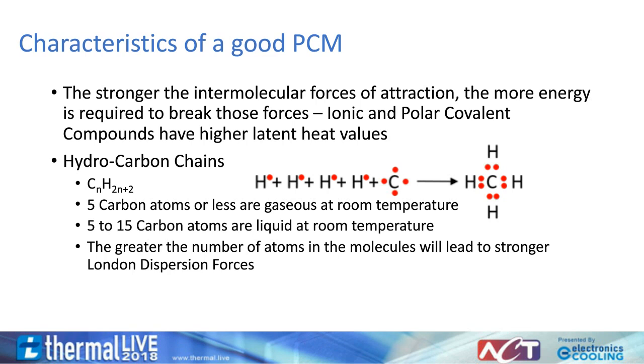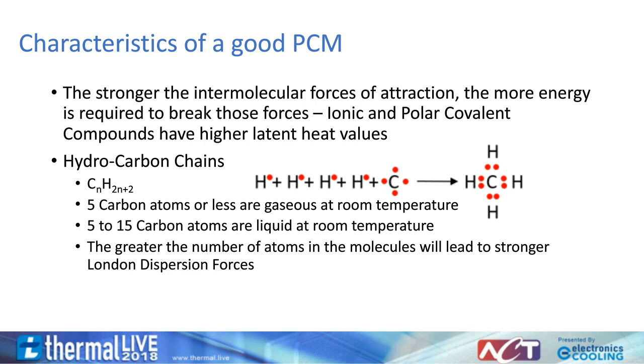Now, hydrocarbon chains are one of the most common types of material used for phase change thermal storage for several reasons. One, as the chain increases, the London dispersion forces also increase. That means these chains can have a relatively high latent heat value. They also can be created in a lab and therefore offer the flexibility and melt range needed to achieve the desired temperature stability.